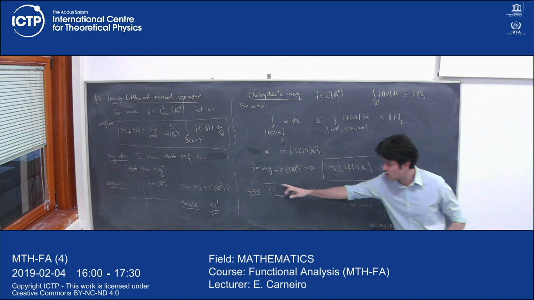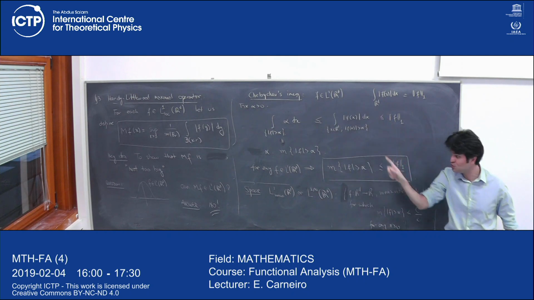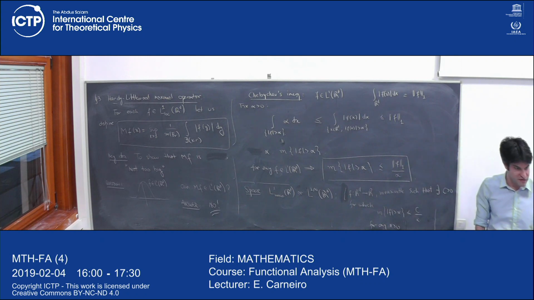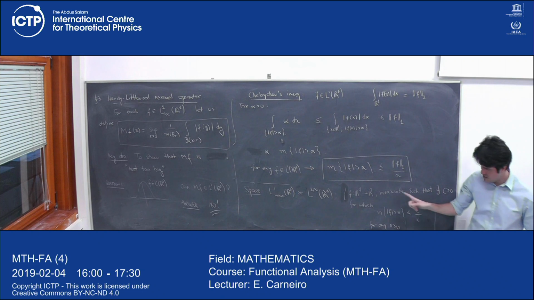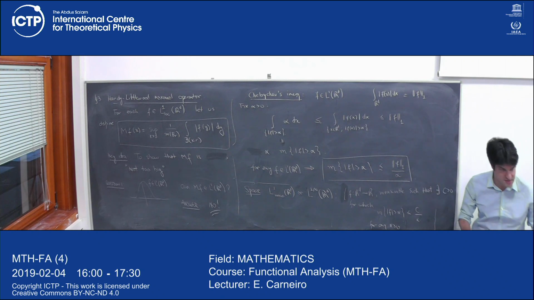Why am I calling it L1 weak? Because this is weaker than L1. Every function in L1, I just showed you, satisfies an inequality like this, with the c being the L1 norm of f. But there are functions that verify this inequality and do not belong to L1. Guess which functions?